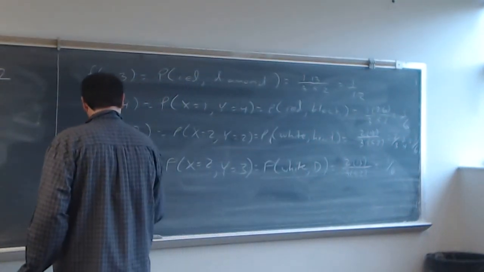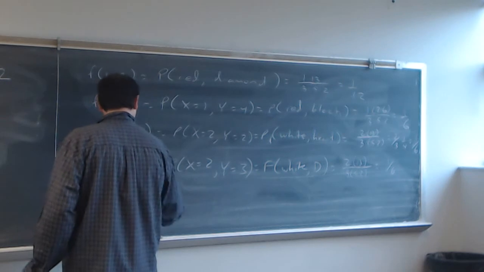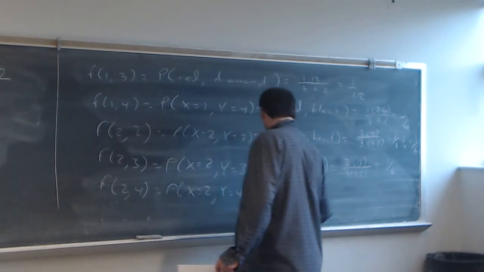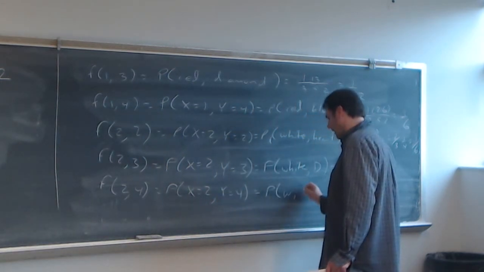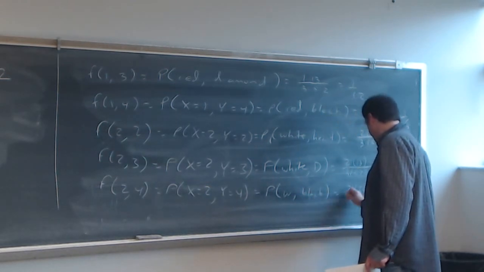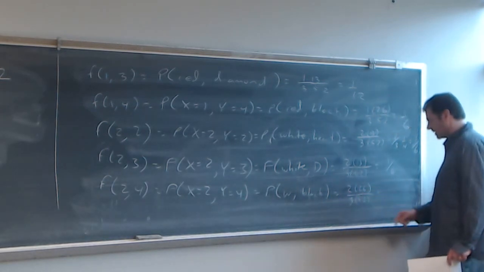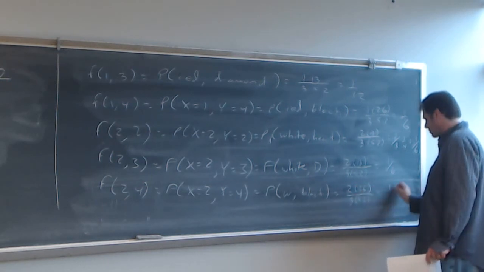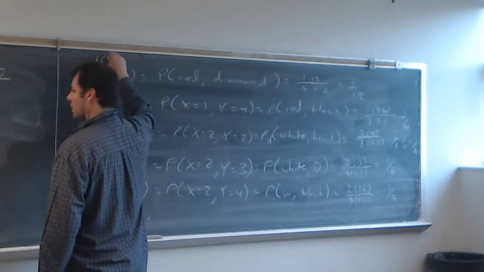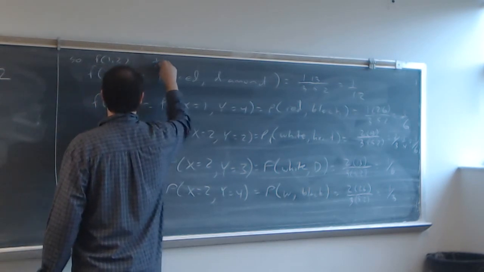And finally, we have f of 2, 4. That's the probability x is equal to 2, y is equal to 4. And that's equal to the probability of a white ball and then a black card. That's 2 times 26 over 3 times 52. And I believe 26 over 52 makes 1/2, so I think it's just 1/3. Now don't forget, we had one on the other board here, and that was f of 1, 2. I'll just write this down. So f of 1, 2 was equal to 1/12.